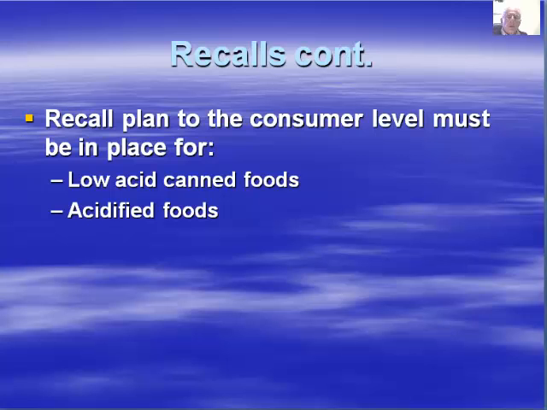And there are two instances when that recall level must be down to the consumer level. There may be others, but in these instances, product has to be recovered from the consumer. This is in the case of underprocessed or mishandled low-acid canned foods, and also with acidified foods. So these are the two instances where that recall has to be down to the consumer level.